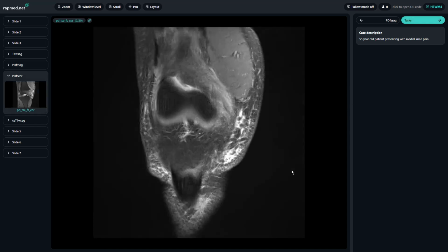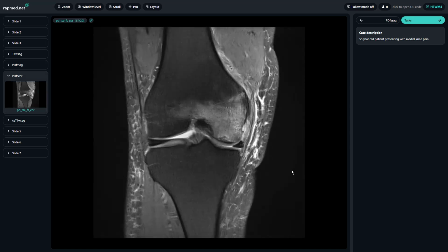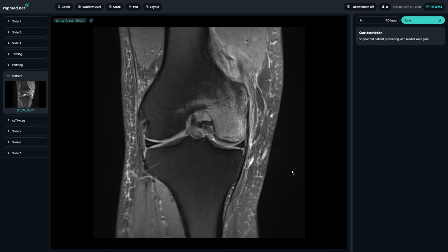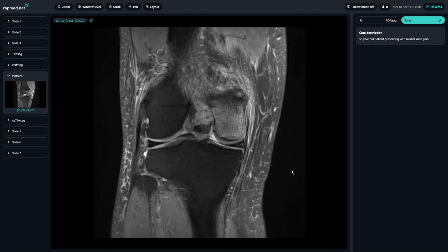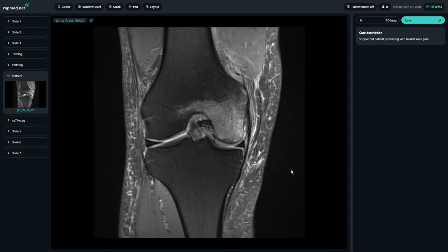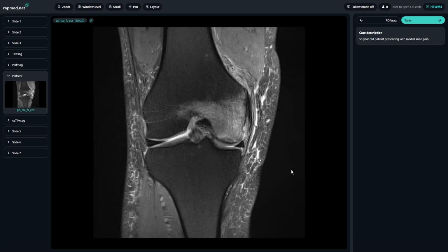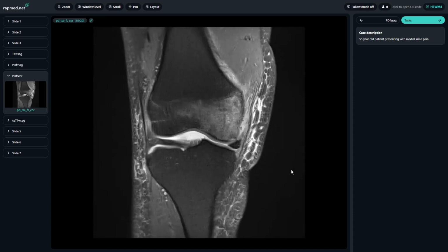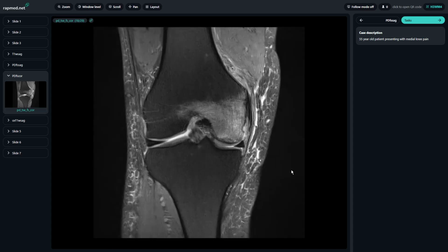You can also nicely see the extent of bone marrow edema-like signal in the coronal sequence. You also see that around the medial collateral ligament we have some soft tissue edema. We also have edema overpassing the intracondylar notch. But do you see more than just bone marrow edema?